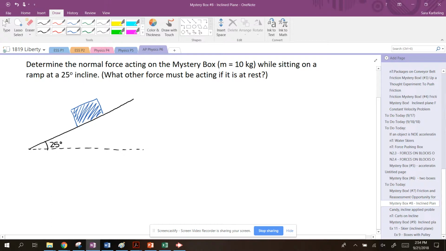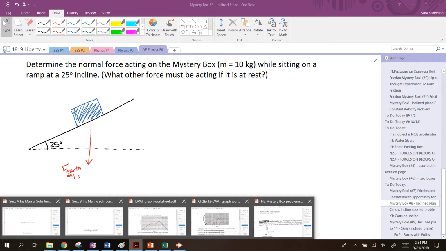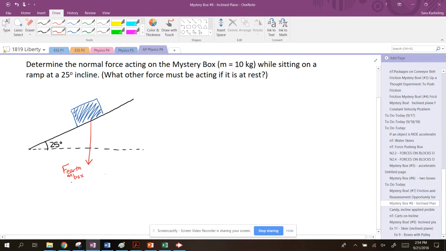What forces are acting on the box? Raise your hand if you can tell me a force acting on the box. Gravity is pulling it, right? And which direction? Straight down towards the center of the earth. This is the weird part, ladies and gentlemen. It's pulling straight down towards the center of the earth. I'm going to draw it really big because we're going to use that in just a minute. I'm going to say this is the force of the earth on the box. That's my F G.